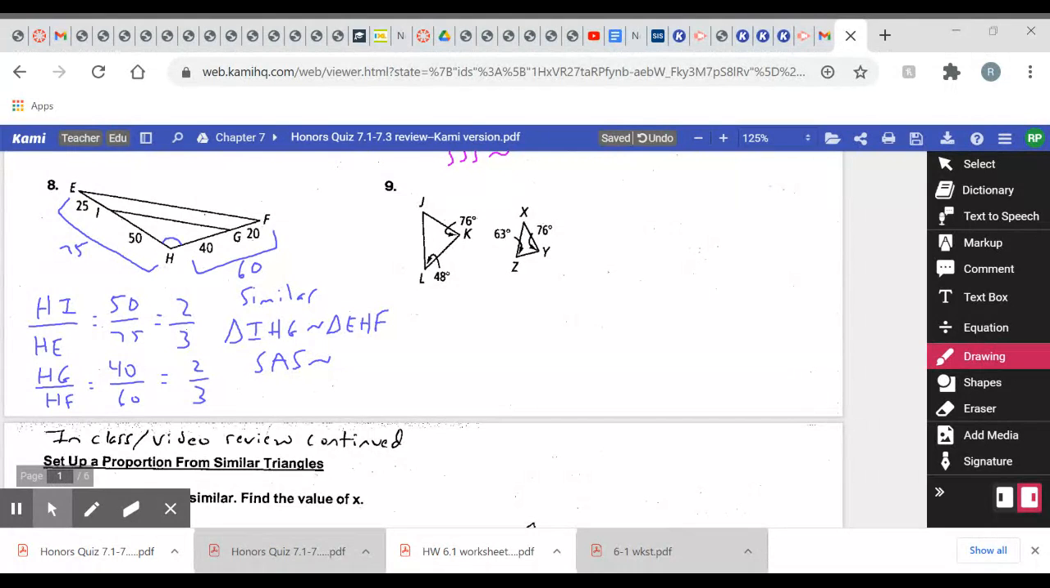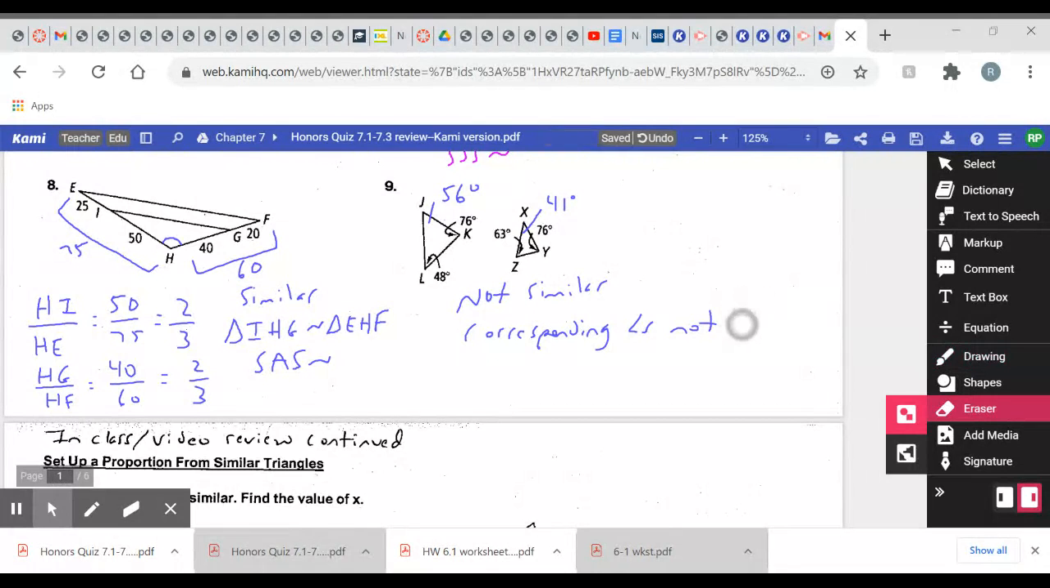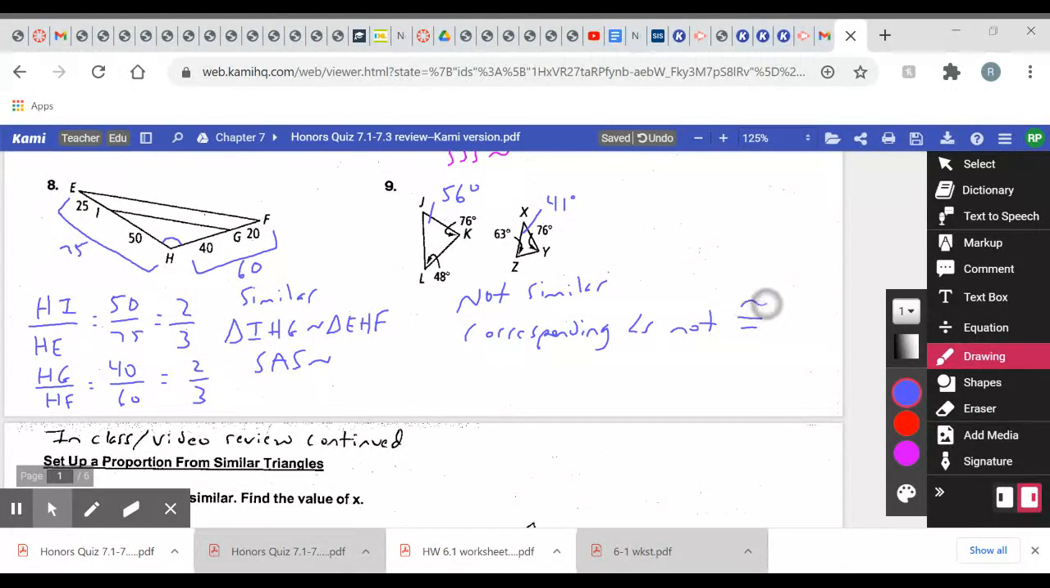Okay, over here on number 9, if I know two angles and I want to find the third, I can just add those up and subtract from 180. So I end up with angle J is 56. Same thing over here. I can add these two angles up, the 63 and 76, subtract from 180, and I get angle X is 41. And in this particular case, I can say that they are not similar to each other because the corresponding angles are not congruent.